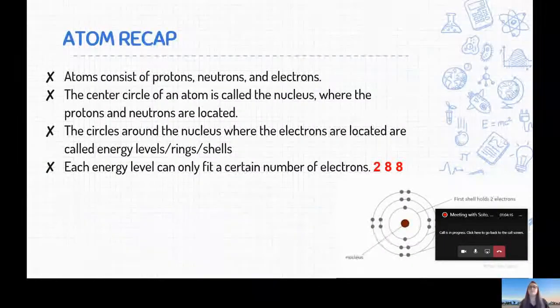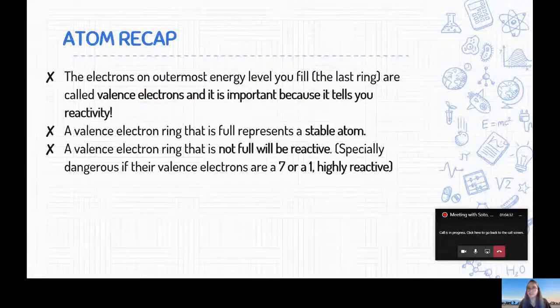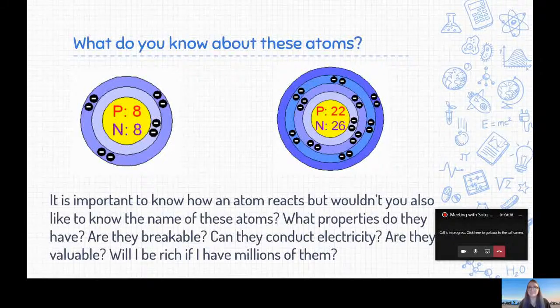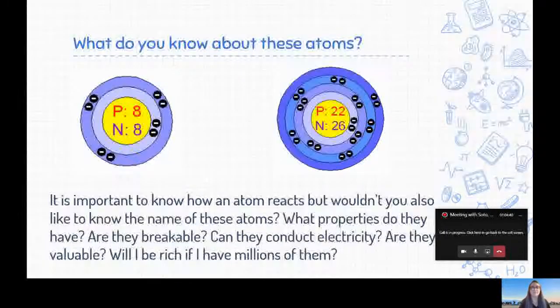Okay, so we talked about the parts of the atom. We have the protons, the neutrons, and the electrons. And now we know where we place the electrons is important. The last energy level is what's going to tell us how they'll react. So now let's move on to another part of the atom.